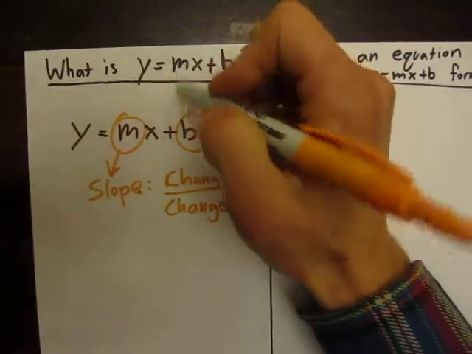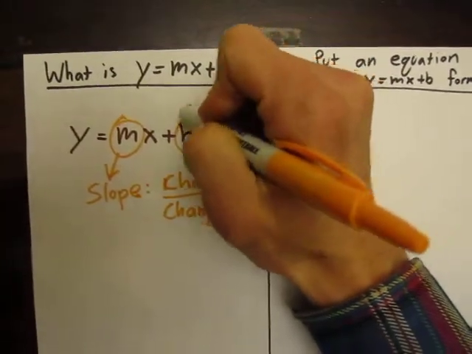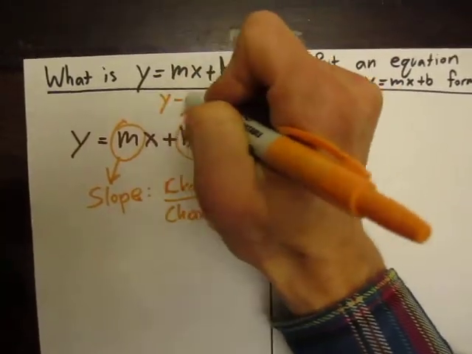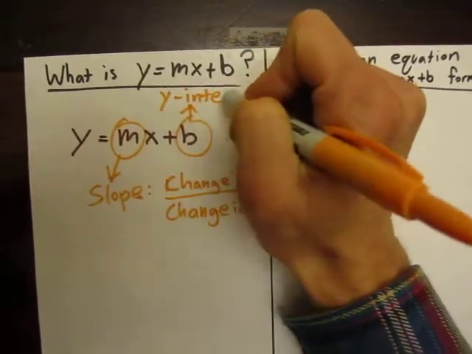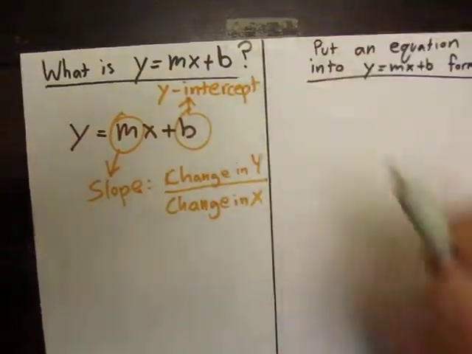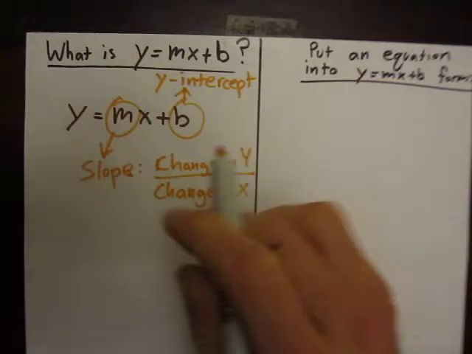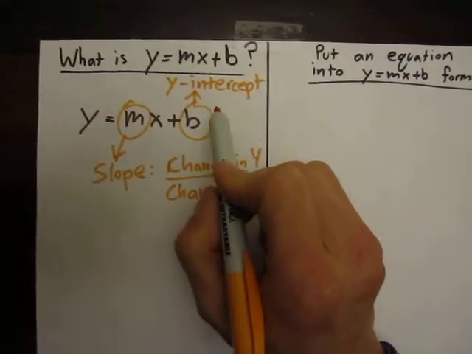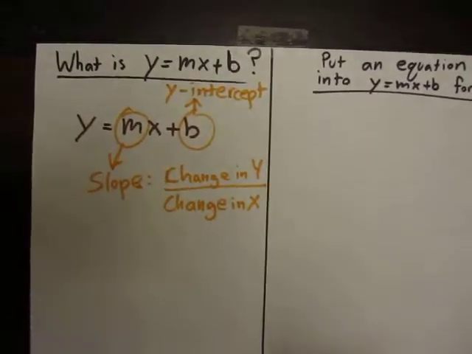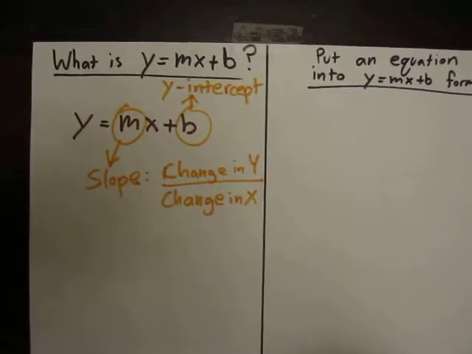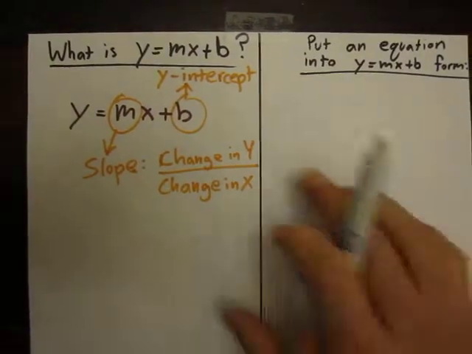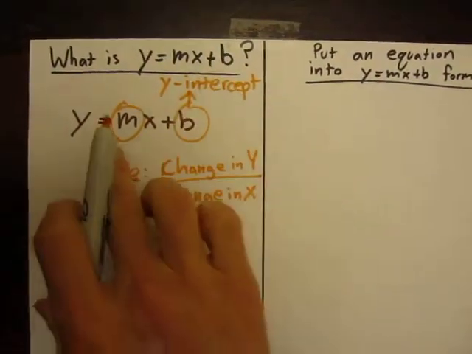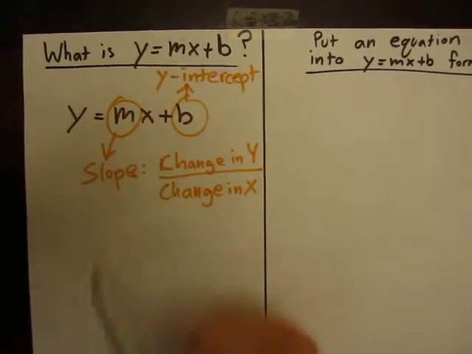The b is actually the y-intercept. And if you don't understand what the y-intercept is, I'd encourage you to watch the video on finding x and y-intercept, which is also in this folder. So those are what these letters stand for.